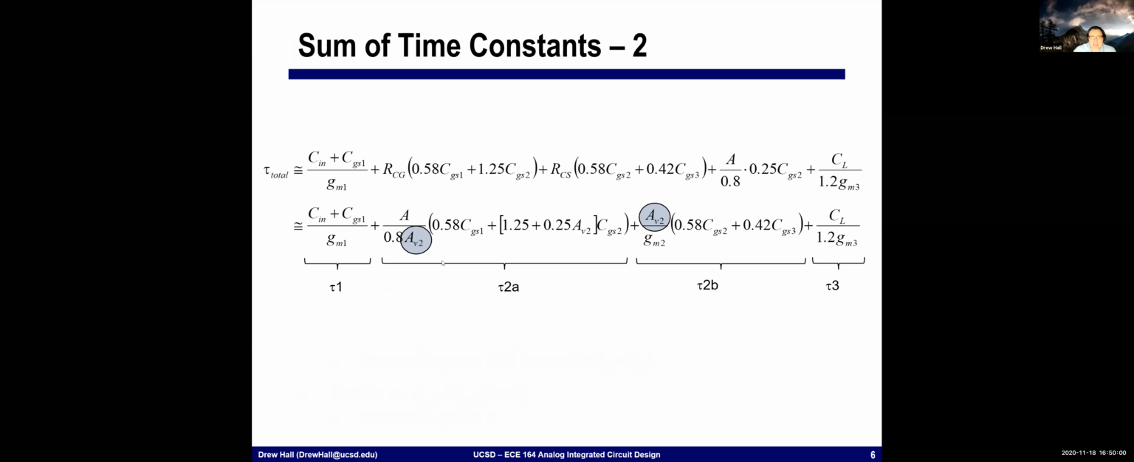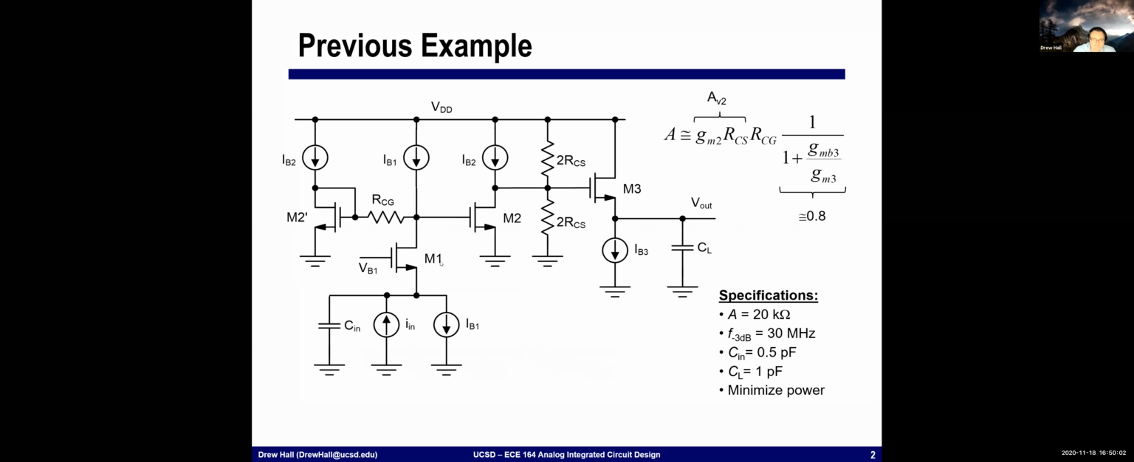And let me give you an example of what I mean by that. It could be that in order to meet my design objective of 20 kilo ohms of gain, I put a lot of burden on the second stage. That is, I pick a lot of gain in AV2. That may force me to dump a bunch of current into M2 to get enough GM in order to have gain at the output.